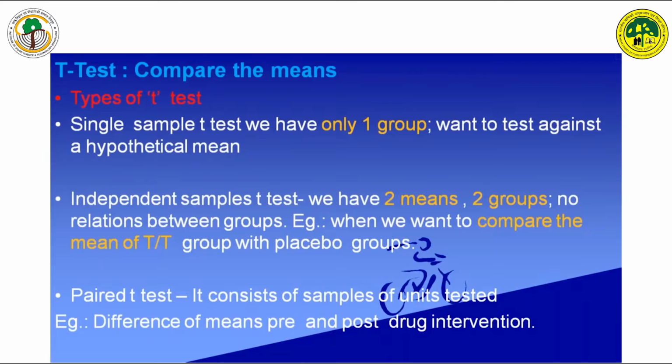And the paired t-test consists of a sample of units tested. That should be a difference of means, such as before and after drug interventions, or any operations done before and after they happen in the forest, and many more applications.